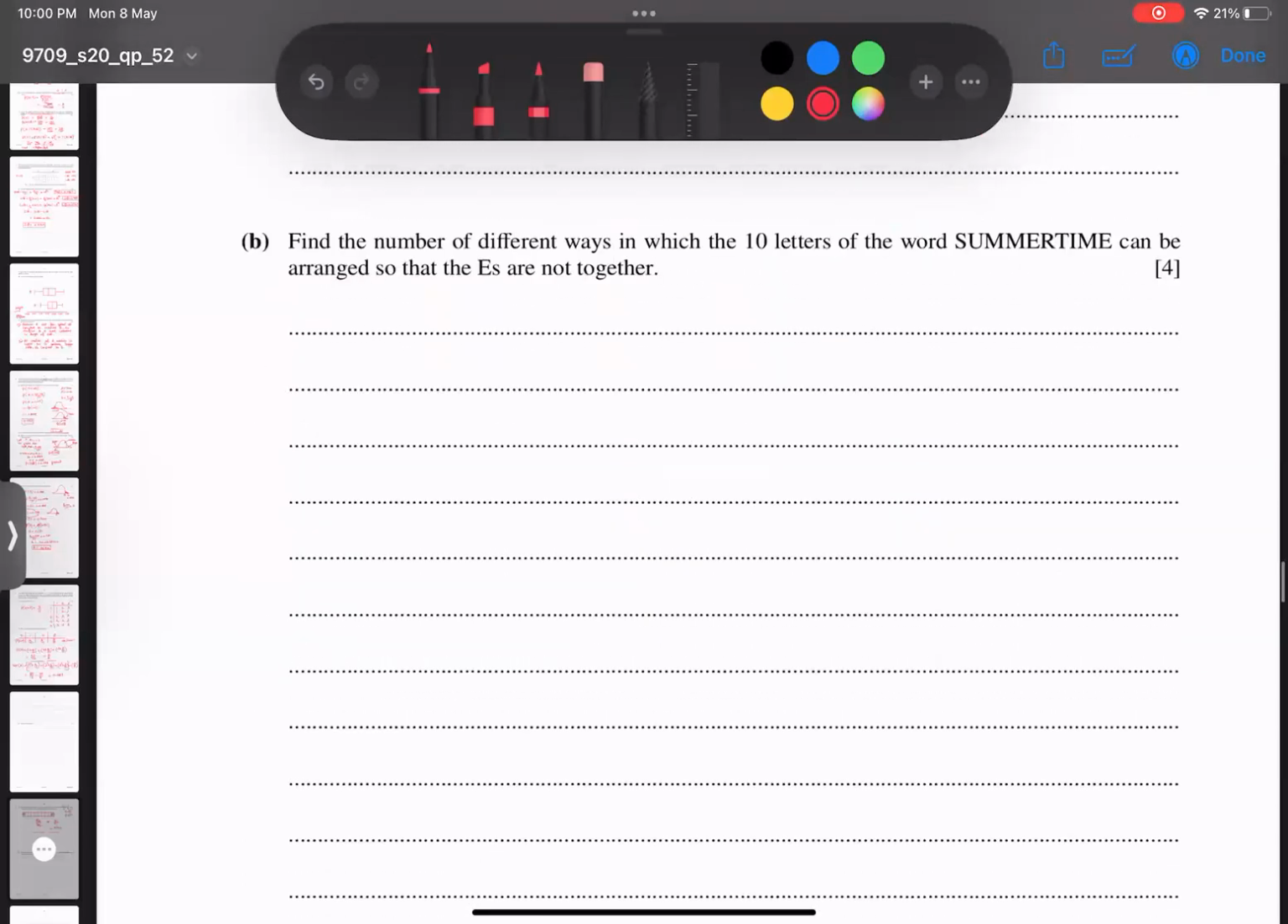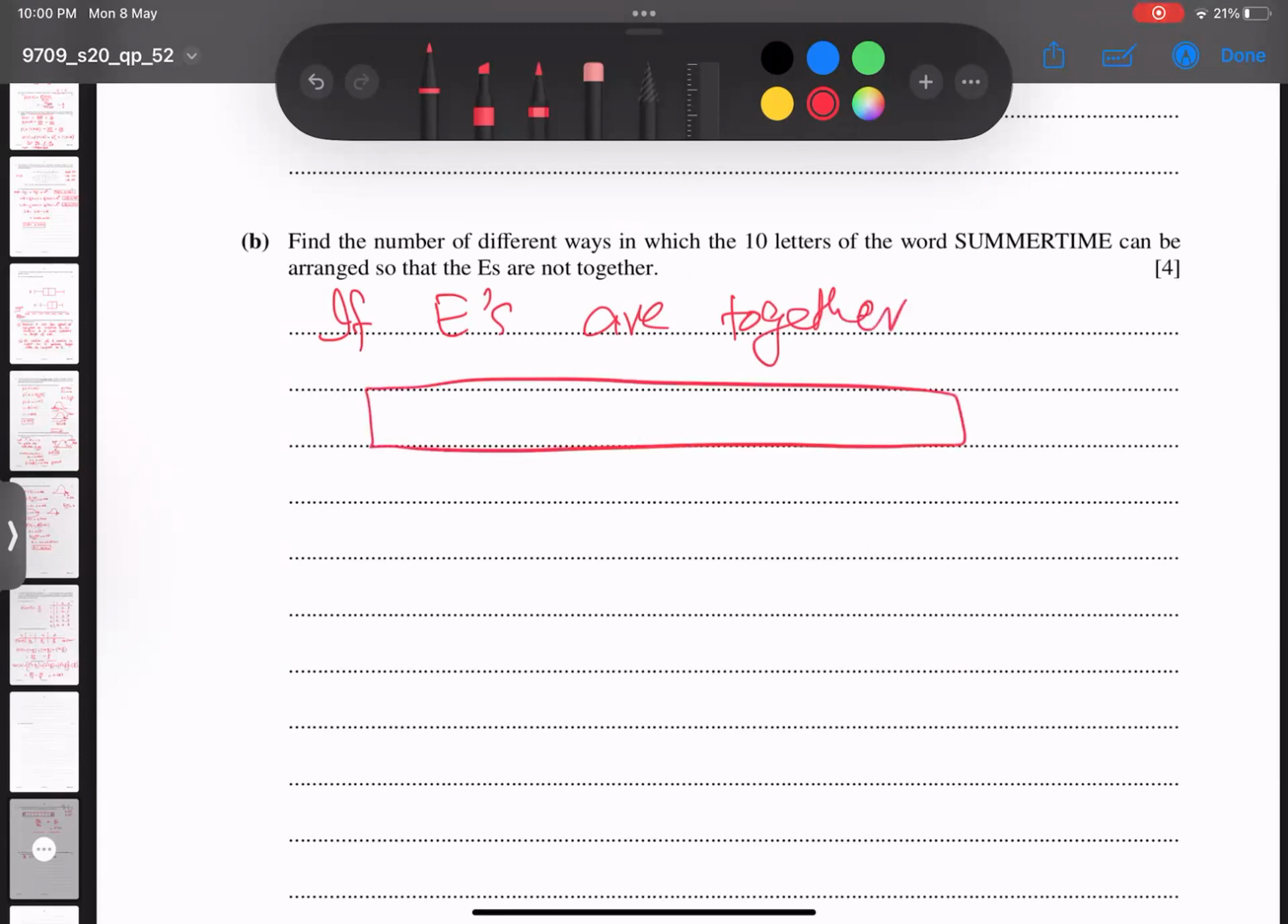Second part, we have, students: find the number of different ways in which the 10 letters of the word summertime can be arranged so that E's are not together. Okay, E's are not together. But I go reverse. If E's are together, let's see.